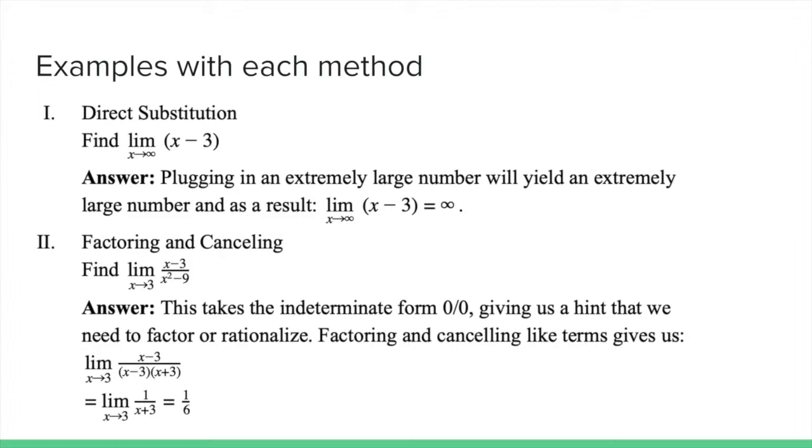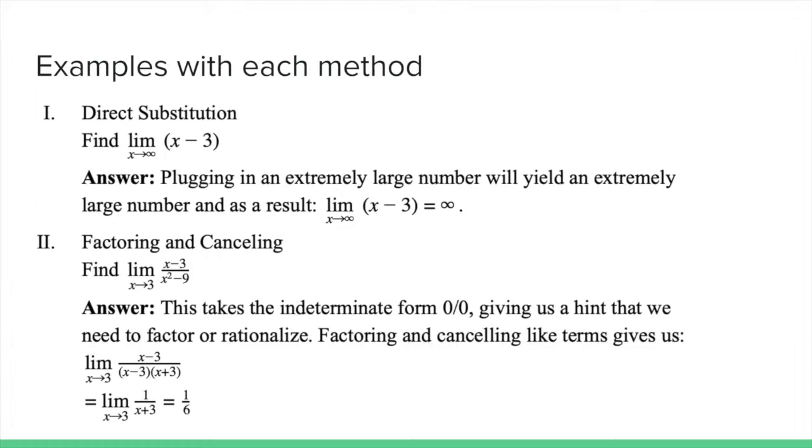as when we split the limit into 2 using our quotient property, we take the limit as x approaches 3 of x minus 3, which is 0, and the limit as x approaches 3 of x squared minus 9, which is 0. So, the indeterminate form of 0 over 0 gives us a hint that we might need to factor or rationalize. So factoring and canceling like terms gives us the following.